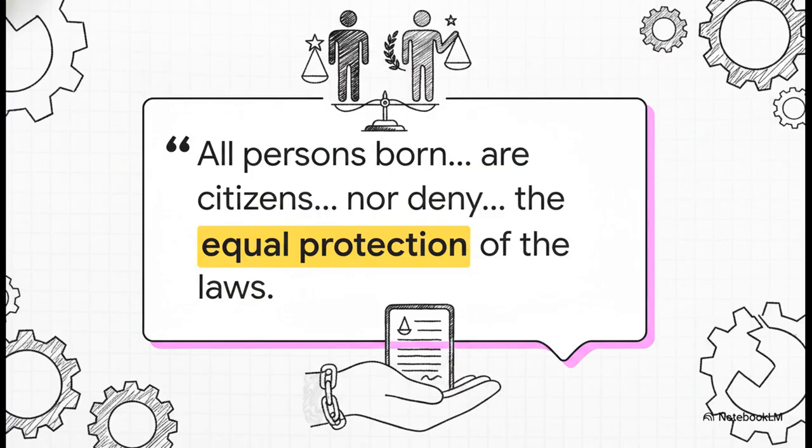It states, "All persons born or naturalized in the United States are citizens, nor shall any state deprive any person of life, liberty, or property without due process of law, nor deny to any person within its jurisdiction the equal protection of the laws." This was revolutionary. It formally granted citizenship to formerly enslaved people and explicitly guaranteed them due process and equal protection under the law, ensuring those rights applied to state governments, not just the federal government.